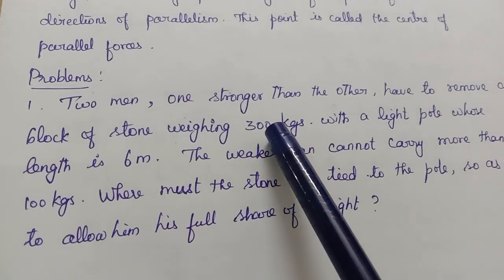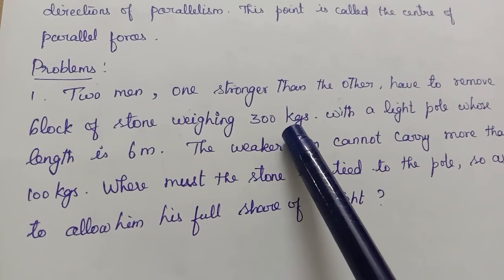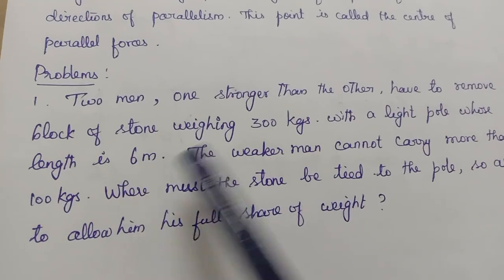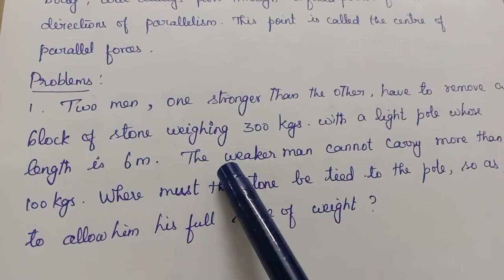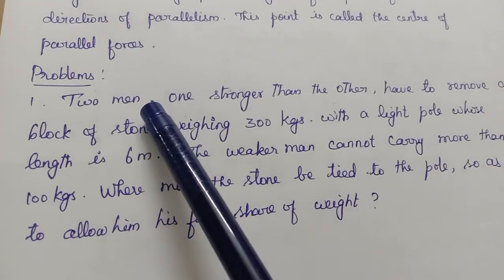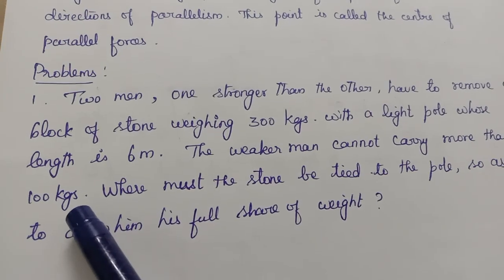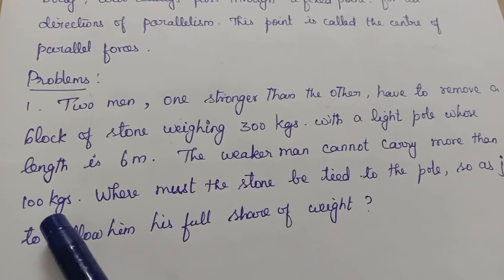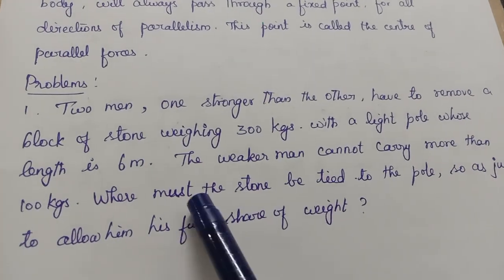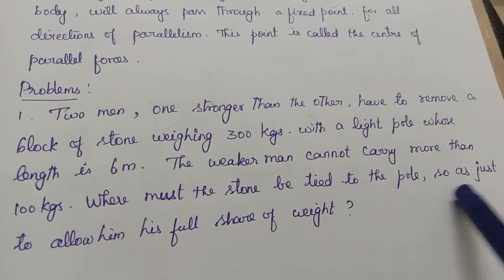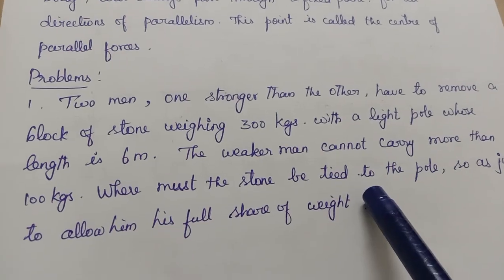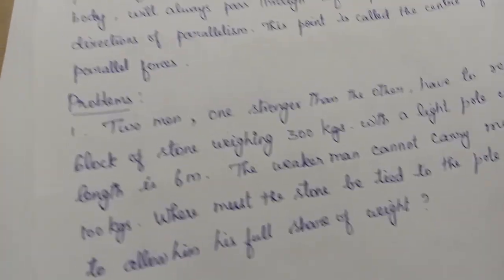So in this problem only the weight is what? 300 kg, that only we have to consider. No need to consider the weight of the pole. The length of the pole is what? 6 meters. The weaker man cannot carry more than 100 kgs. So two people are there, one person is weaker than the other. This weaker man, how much maximum can he lift? 100 kg. But total weight is what? 300 kg. So where must the stone be tied to the pole so as just to allow him his full share of weight? So the question is, see, let me show you the diagram.